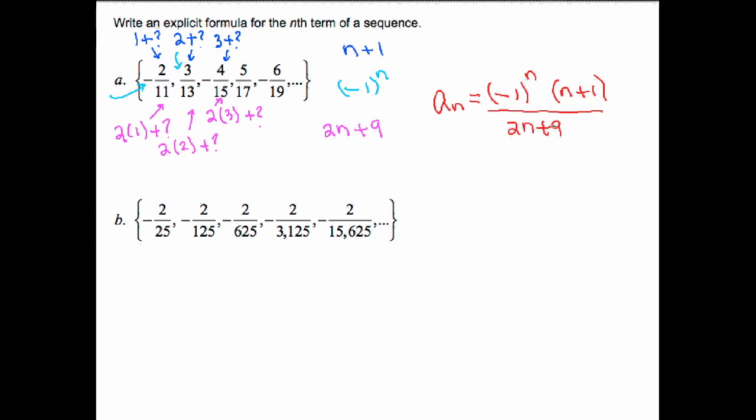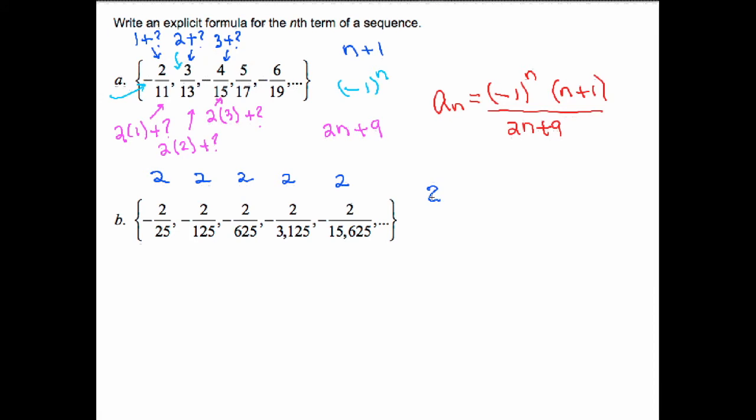Now let me turn to the second sequence, which has the terms negative 2 over 25, negative 2 over 125, negative 2 over 625, negative 2 over 3,125, negative 2 over 15,625. And again, we're looking for patterns. And again, I'm looking for 3 patterns. Let me look in the numerator first. I notice all of my numerators are the number 2. So I know I'll put a 2 in my numerator.